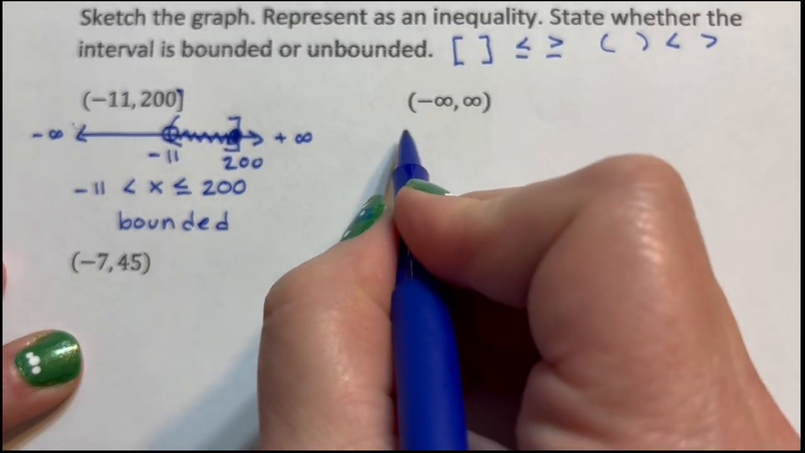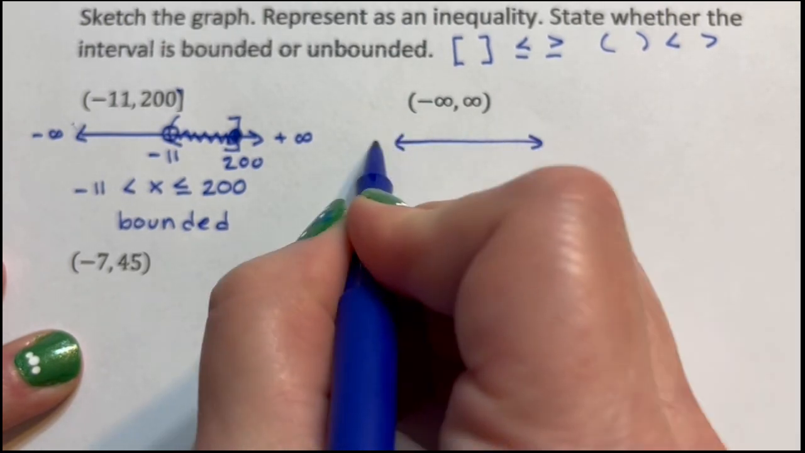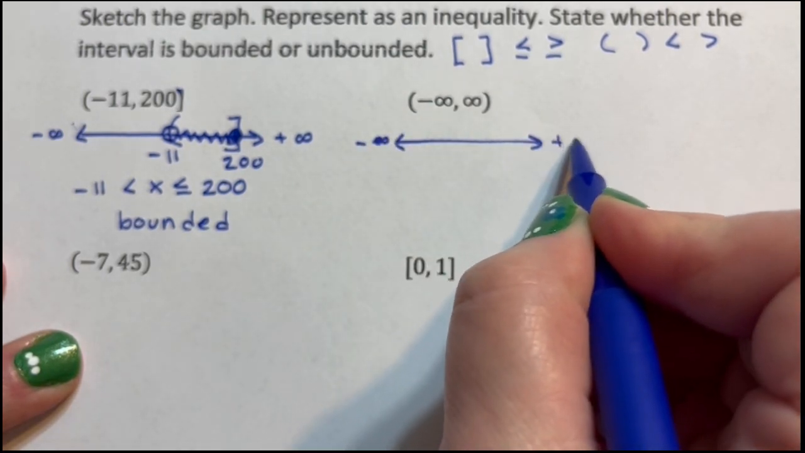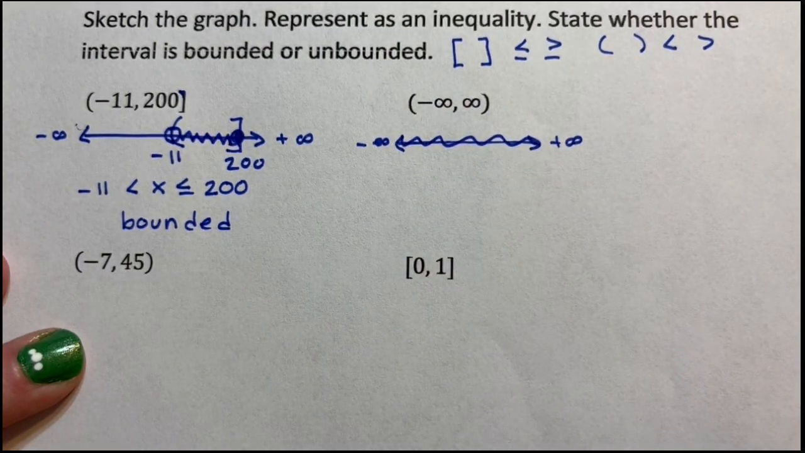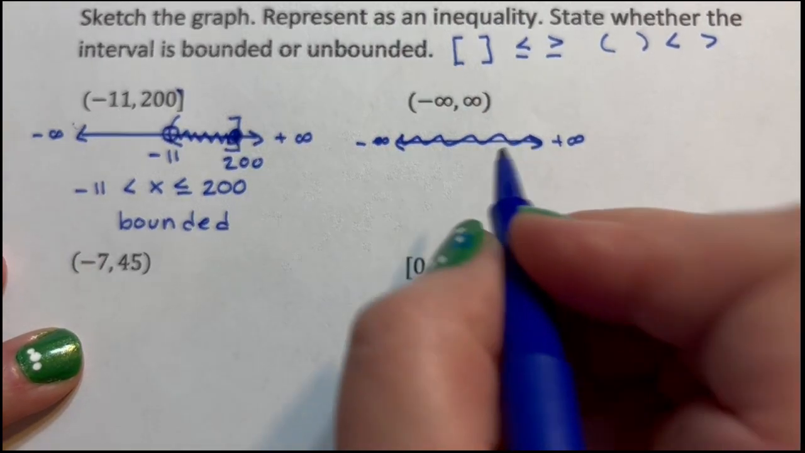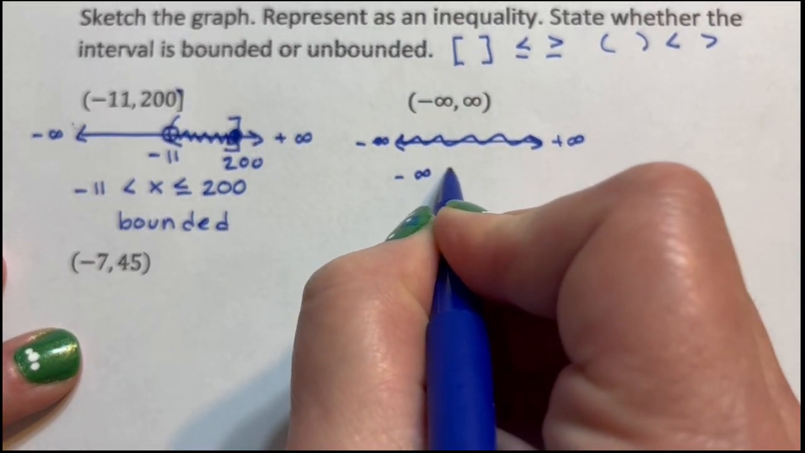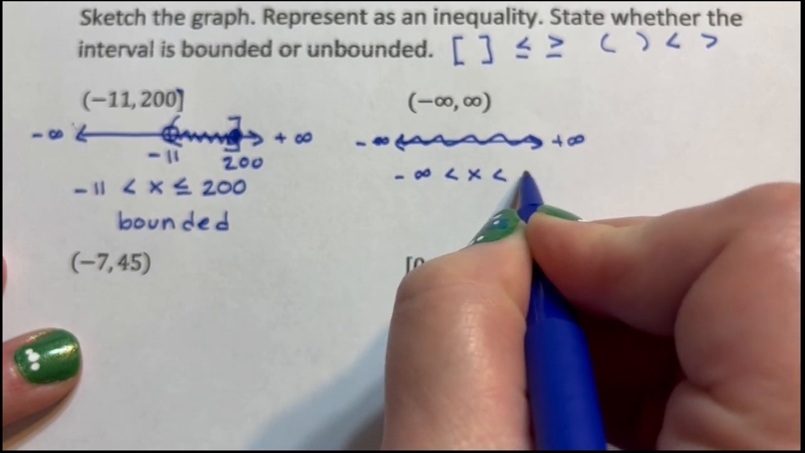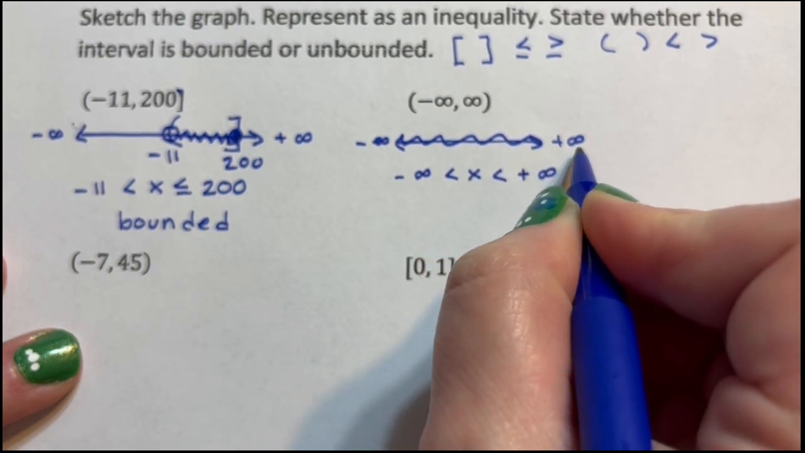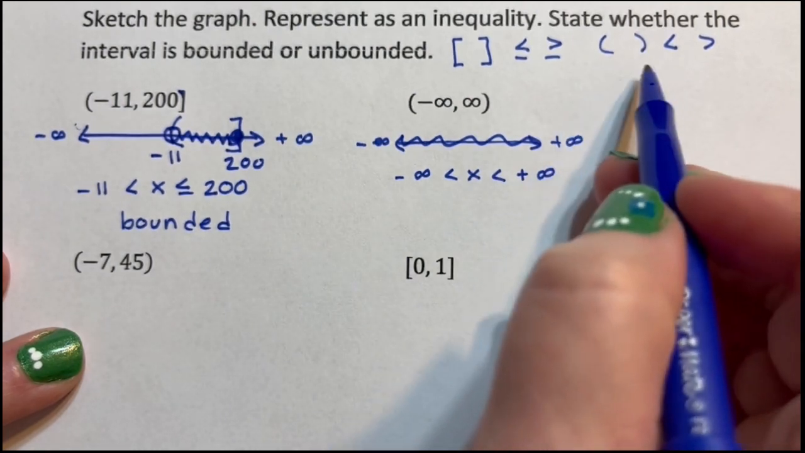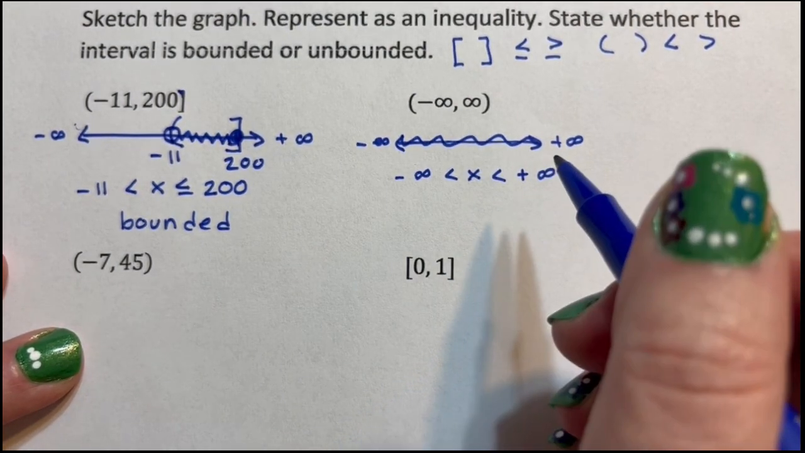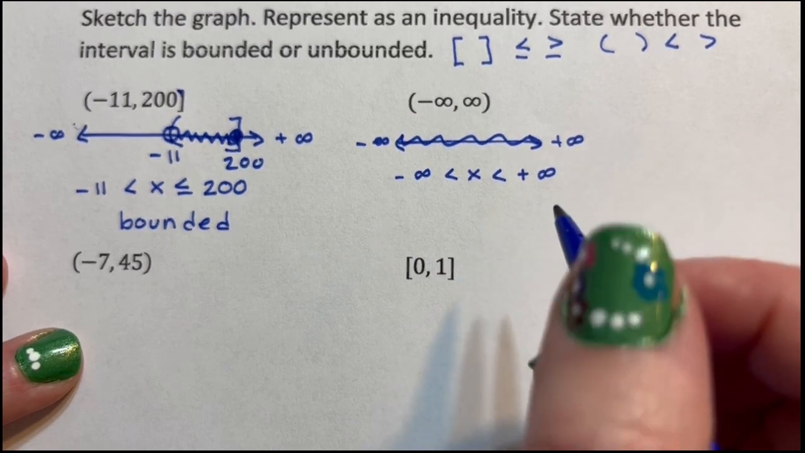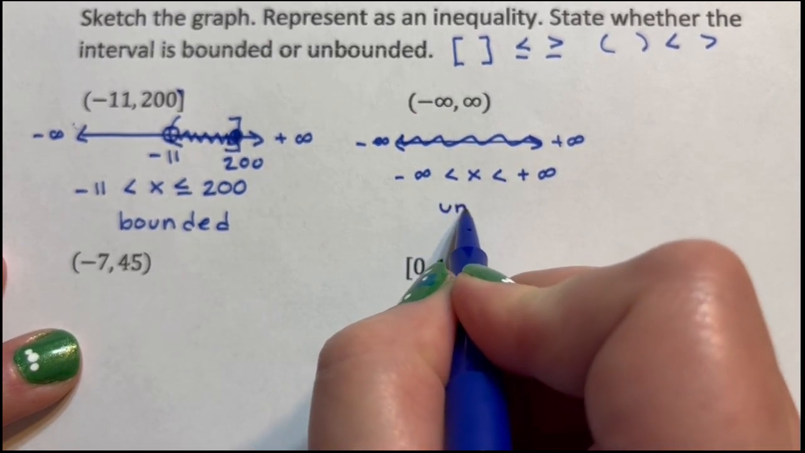As for this next one, negative infinity to positive infinity, this is just anything. There is nothing stopping your variable from being anything. Negative infinity is less than x is less than positive infinity. With infinities, we always use the parentheses. We always use the less than. You can't equal infinity because it's a concept. This is unbounded.